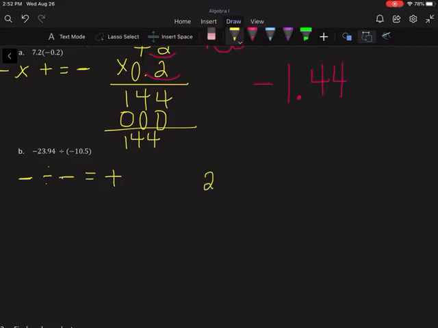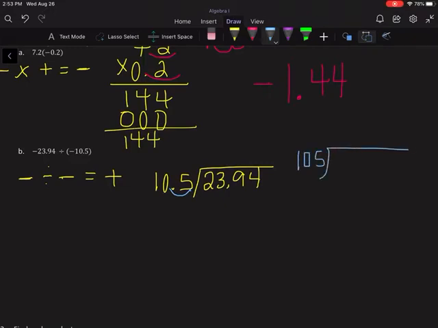All right. So how do we divide this? We're going to have 23.94 divided by 10.5. So what we first need to do is move the decimal place one place to the right to get it to 105. So then we have 105 on the outside, and then we move this decimal place to right here. So we have 239.4. So how many times does 105 go into 239?